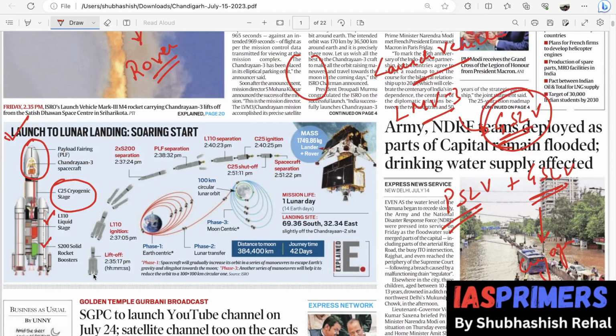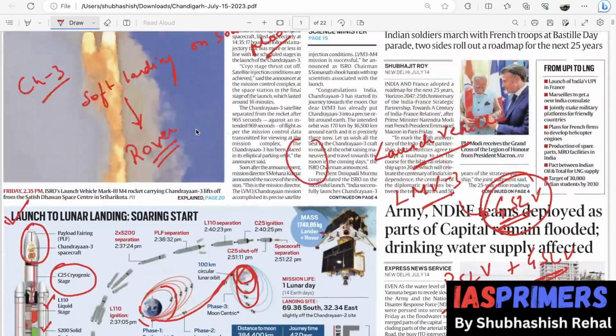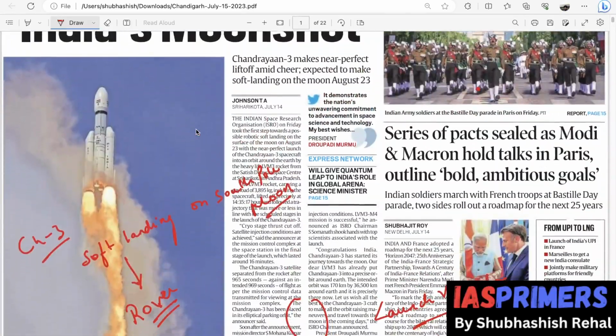Okay, so this thing goes at the escape velocity. It doesn't really escape the orbit, but it orbits around the Earth. So it keeps orbiting like a catapult. So once the velocity is achieved, it is thrown into the orbit of the moon. And again, it starts to do the same thing. And here it will release the lander and rover. Okay, so this was about the Chandrayaan 3.